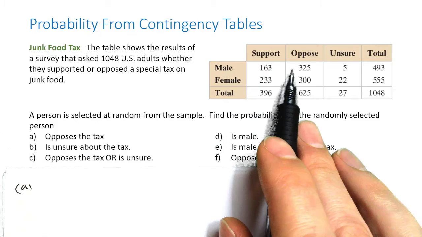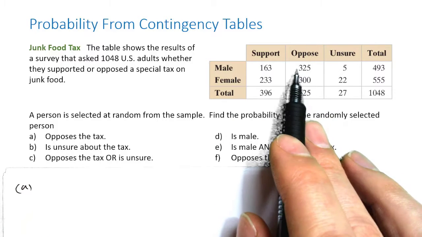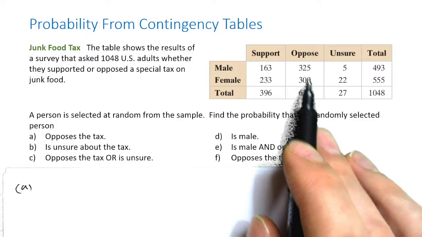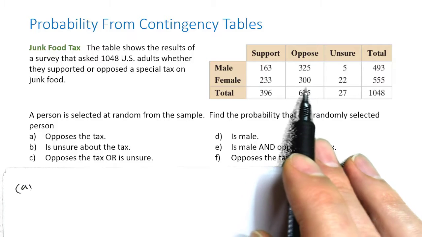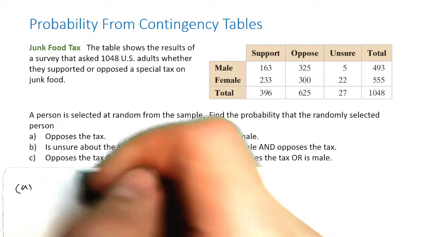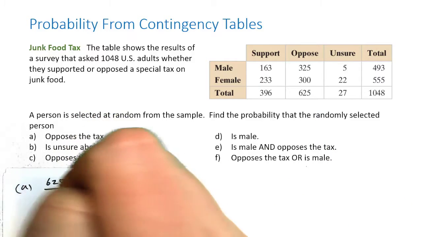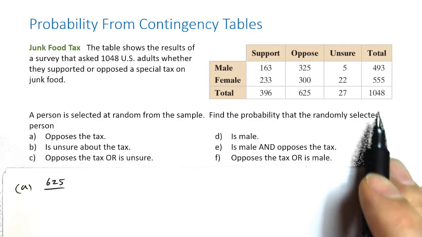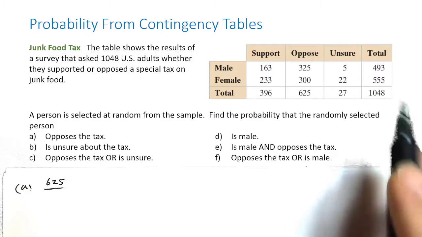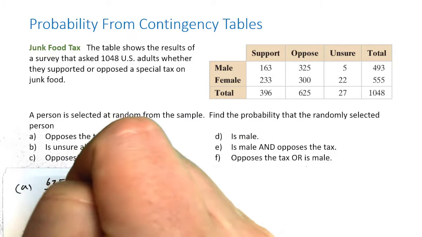Well, we look at the number of people that oppose the tax. How many? There are 325 males, 300 females, but in total there were 625 people that opposed the tax. So that's 625 over the total number of people in the sample, 1048.